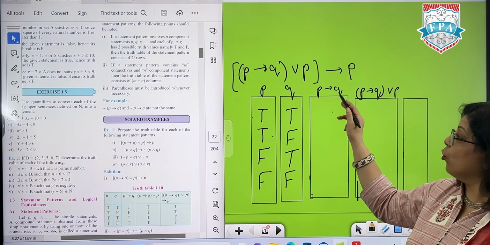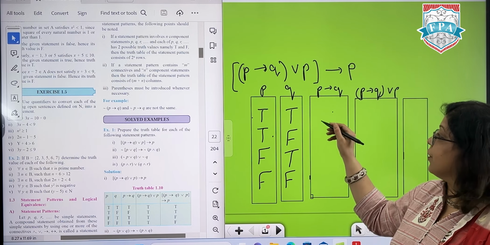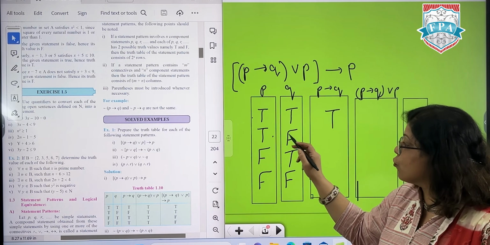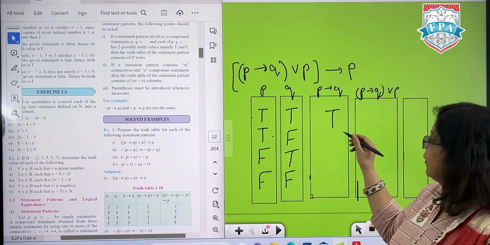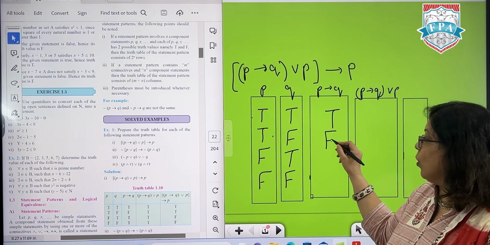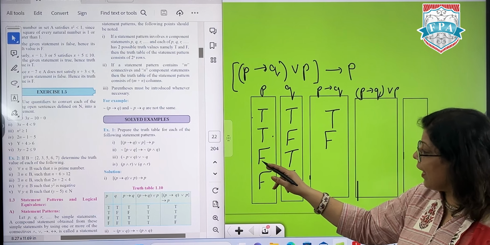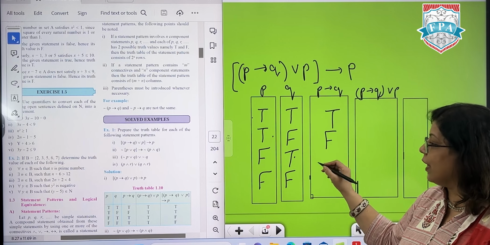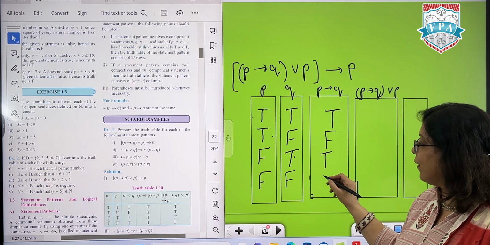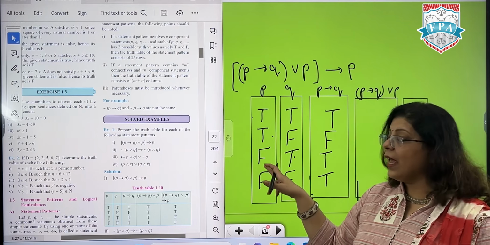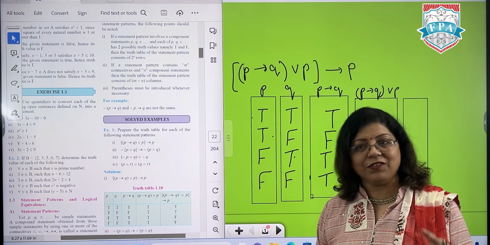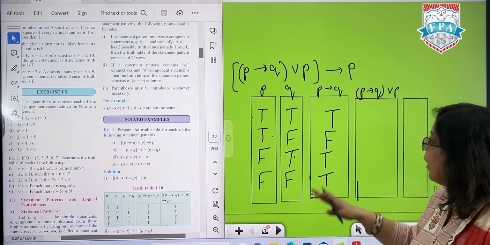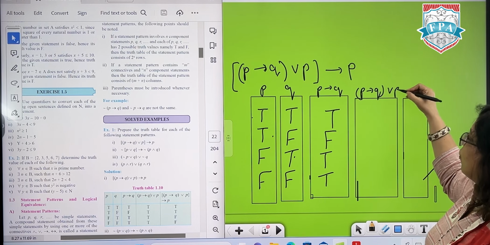अब P to Q, when both are true, answer is true, that we have seen in the previous part. When first statement is true, second statement is false, then the answer comes as false. Then if P is false and the second one is true, then you are getting the answer as true and then again true. Because अगर आपकी पहली condition satisfy नहीं हो रही है if then की, the answer will always be true. We are not changing it at all. इसके बाद we are going with or P.